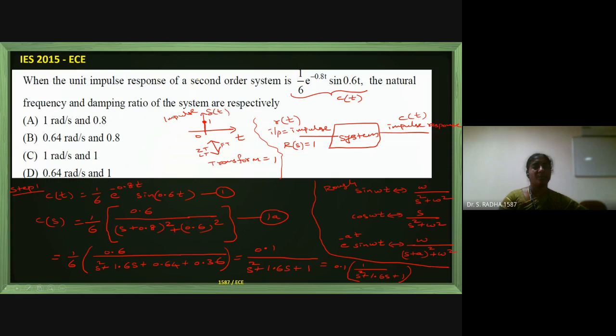I will just write it again and try to find the values. Finally, I got closed loop transfer function for second order system. 0.1 is a constant, and I have 1 by s square plus 1.6s plus 1. You can see in the right bottom I have written 1 by s square plus 1.6s plus 1.